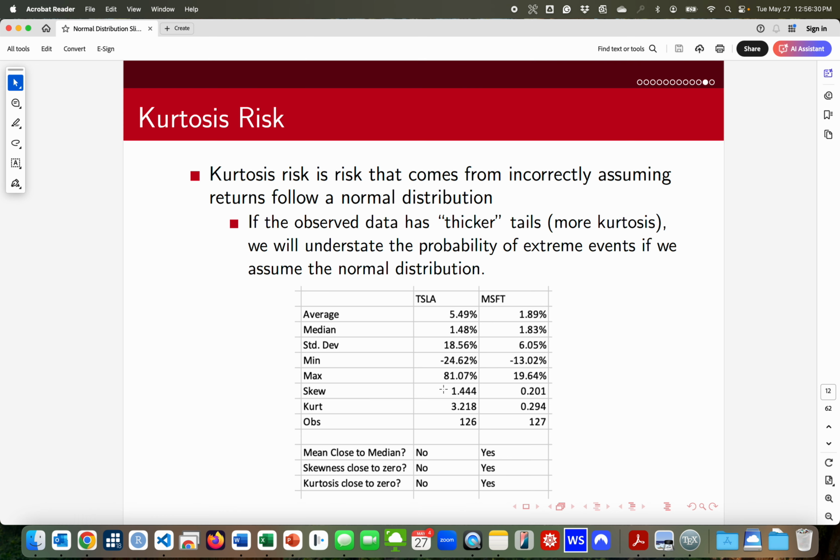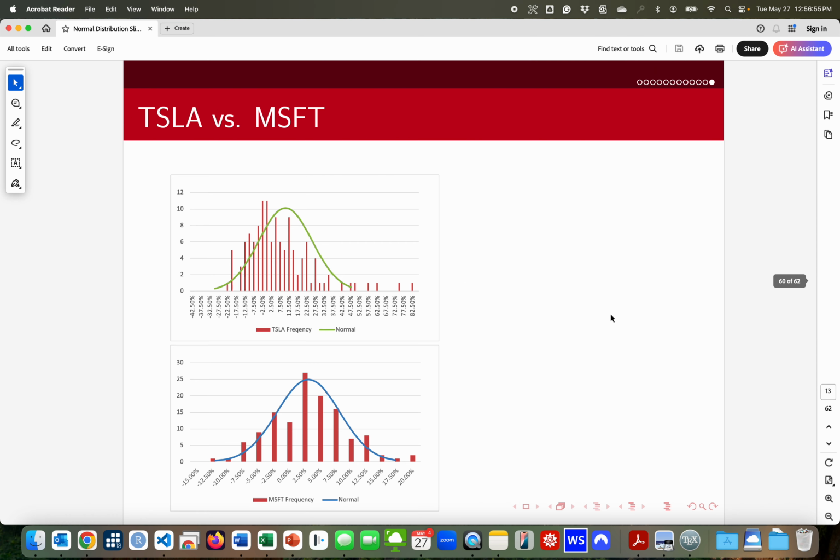Skewness and kurtosis, again, there's no set rule for what is close and what's not close. But we can see that Microsoft is much closer to 0 than Tesla on the skewness and excess kurtosis. So if you're just looking at this, maybe the normal distribution is an appropriate assumption for Microsoft, but maybe inappropriate for Tesla. And I think the best way to check for normality is just do the eyeball test. Take a look at the returns and see how well the normal distribution approximates that data.